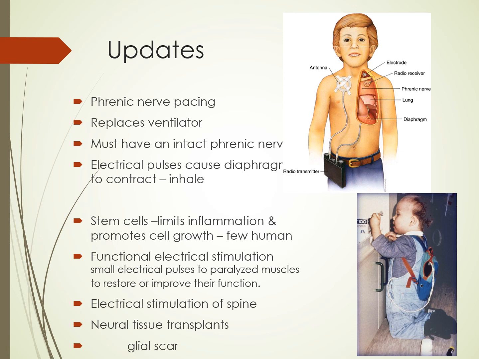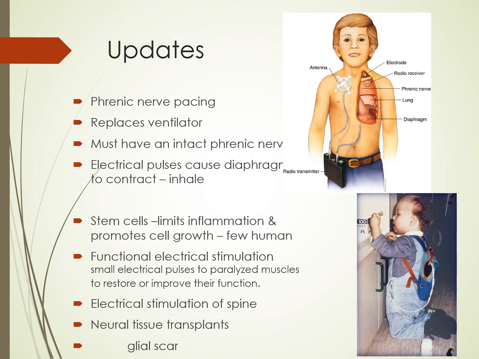There's stem cells, the idea that stem cells may limit the inflammation in a spinal cord injury and may promote some cell growth there. There have been mixed results within the human trials. You may have seen functional electrical stimulation, where they use small electrical pulses to those paralyzed muscles, and that helps restore and improve some of their function. You've maybe seen this to help people walk.